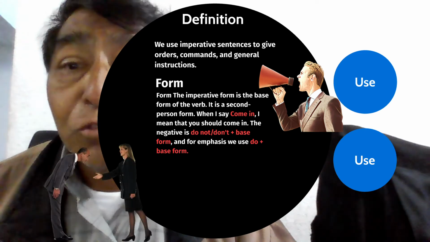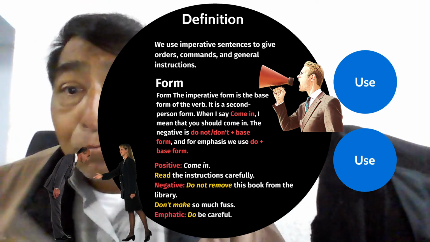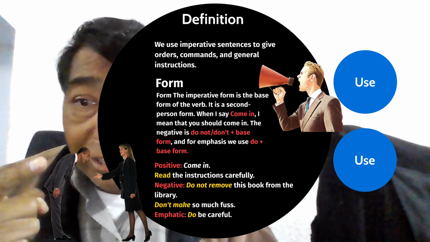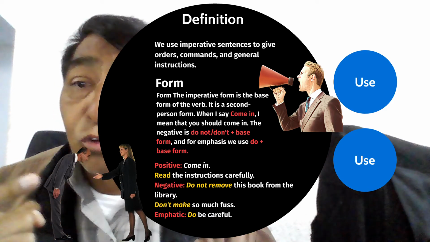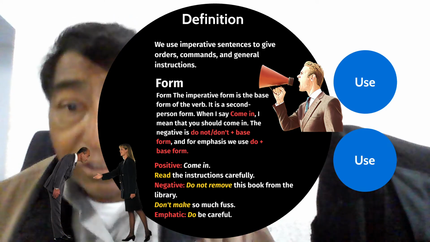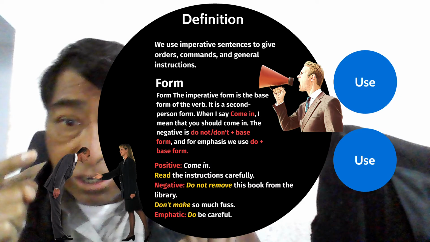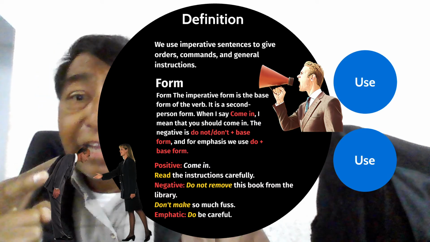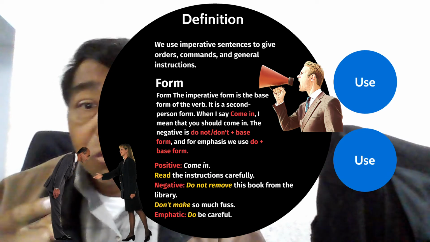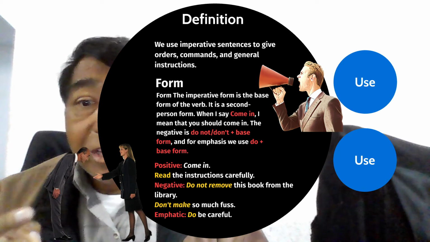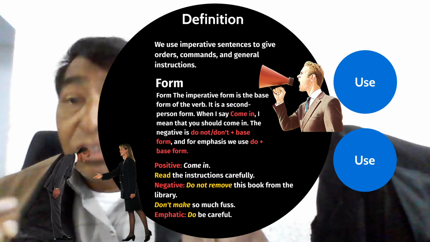Okay? Follow this information. Here we have this woman, and it says possessive. Look at this man, and the woman is inviting him to come in. So it's like saying, hey, come in. Read the instructions carefully. So the negative: do not remove this book from the library. Okay, so here we are giving an order.